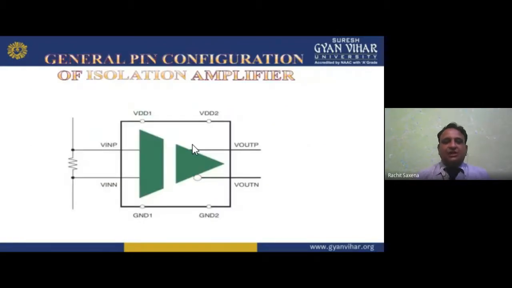Now see, it looks like this. The general pin configuration of an isolation amplifier. Now this is the pin configuration. If I am using an op-amp, how many pins does an op-amp have? 6 pins? That is called IC741. But here we basically have the resistance, input and neutral, ground 1 and ground 2, out, and VDD1 and VDD2. Now this is the isolation.